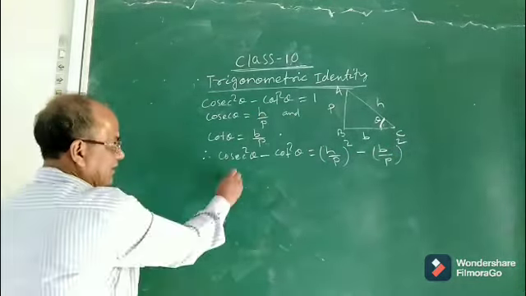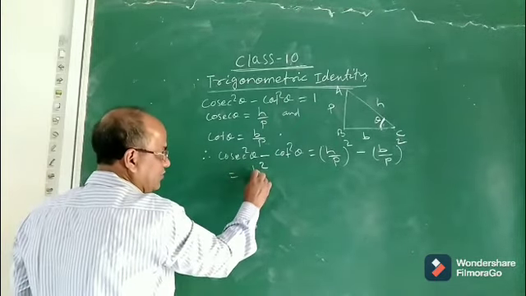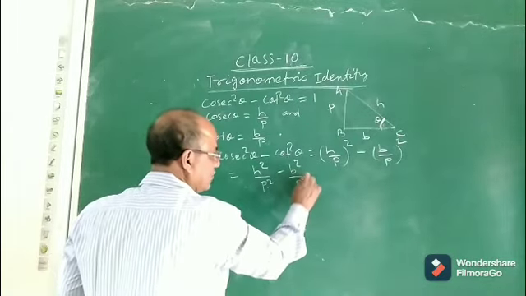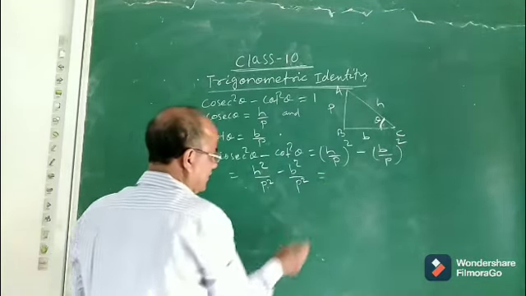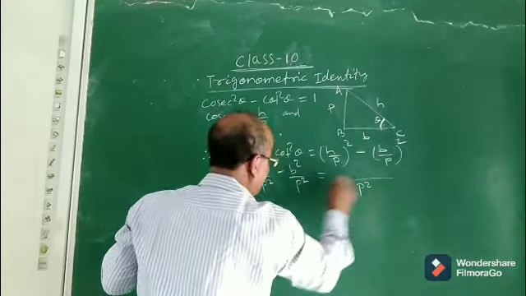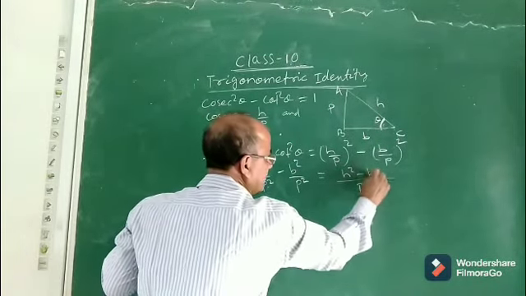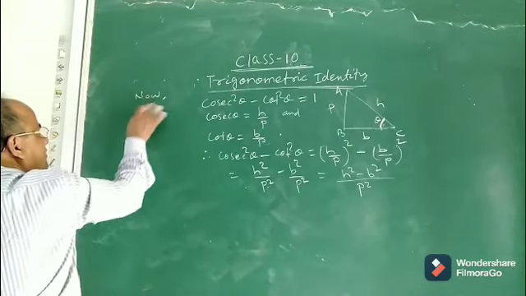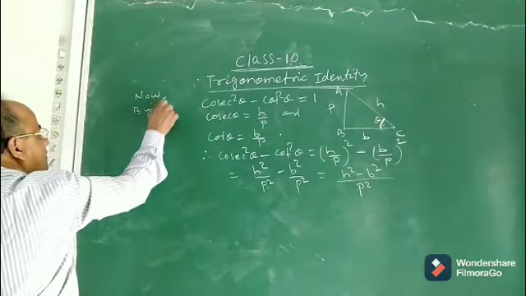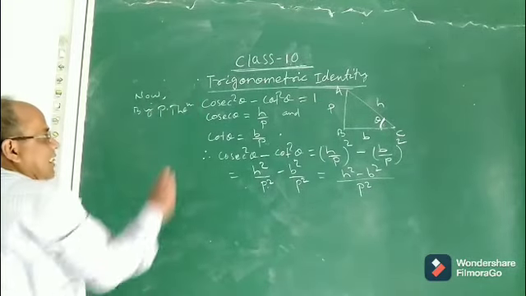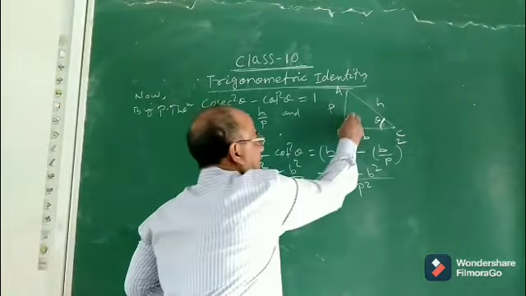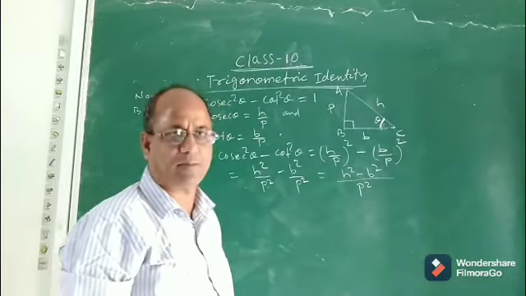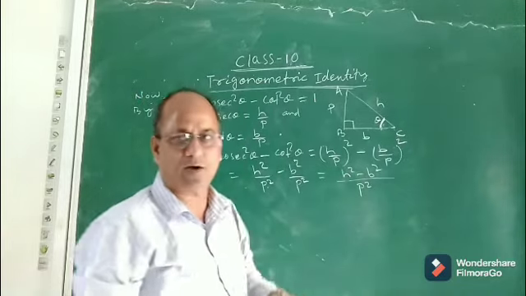Now see, h by p whole square will be h square by p square, and this will be b square by p square. Now you take the LCM. The LCM is p square and this will be h square minus b square. Now see, apply Pythagoras theorem in this right triangle to find h square minus b square. What will be the formula for h square minus b square? Clearly h square minus b square will be p square.